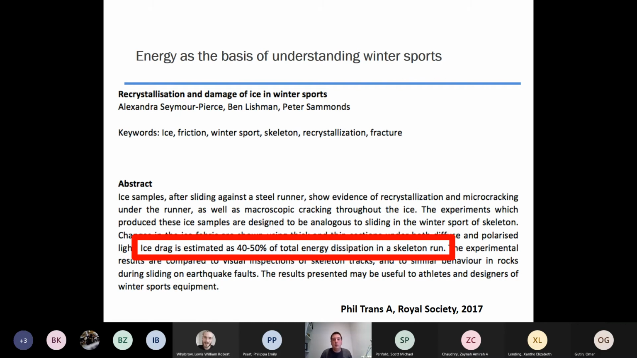If you want to make something better, very often what you want to do is find all the places that energy is being dissipated and then try and stop that energy being dissipated. So here we worked out that ice drag, so kind of friction, is up to half of all of the wasted energy. And if we didn't waste any energy, we'd have a lot more kinetic energy and we'd be going a lot faster. And that's really the calculation we were doing.